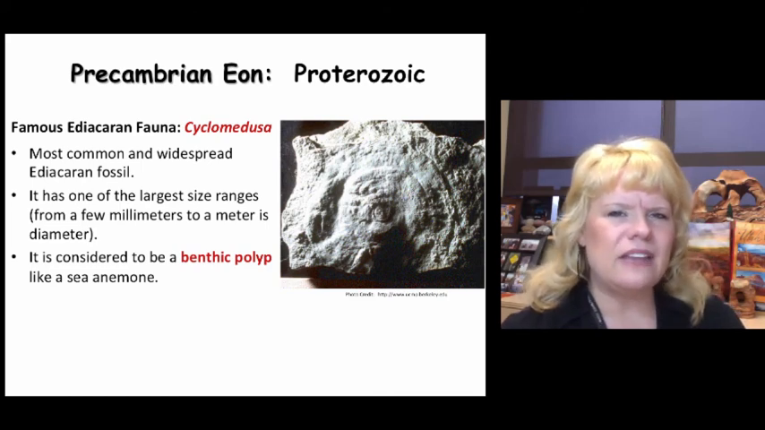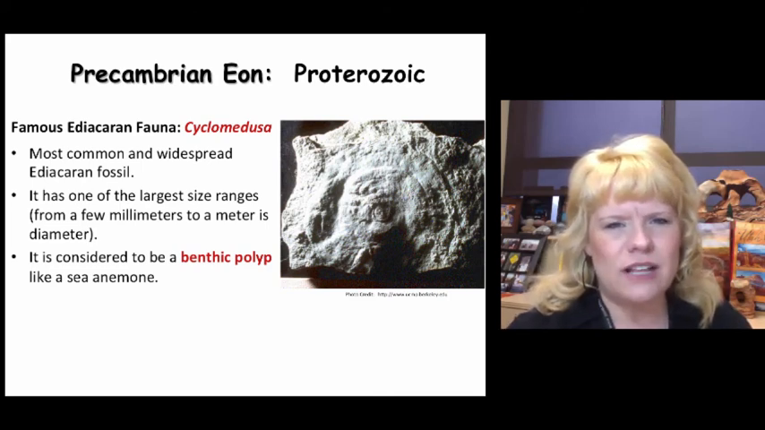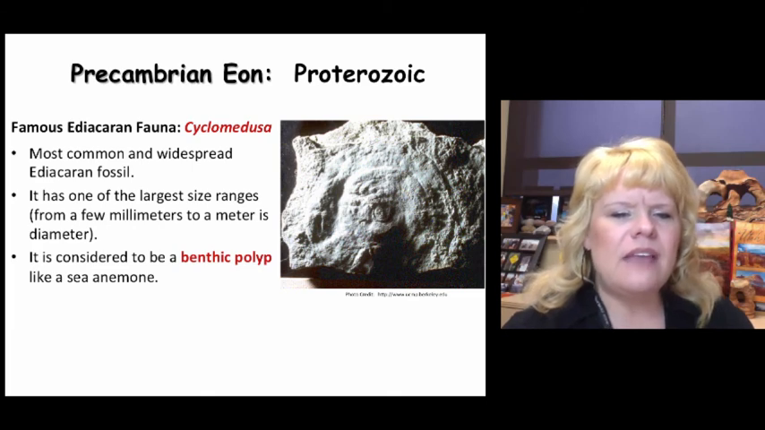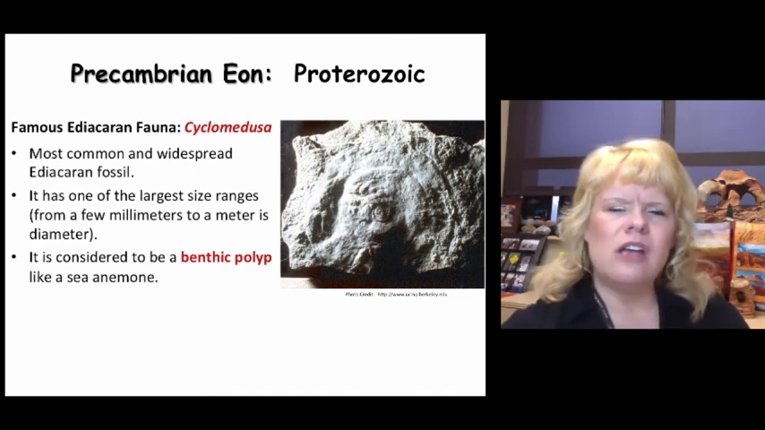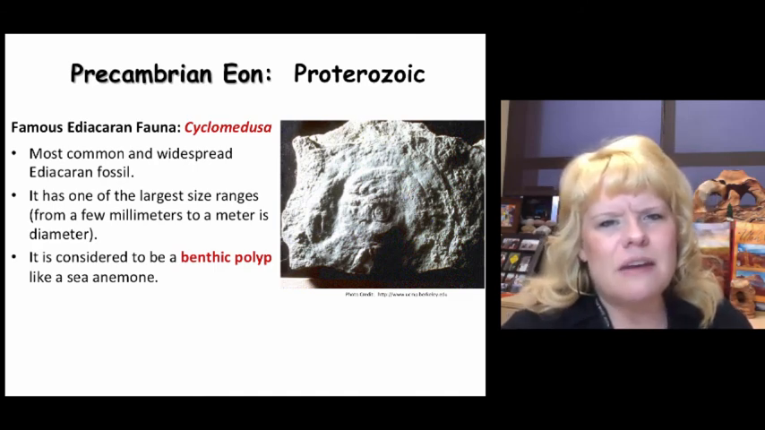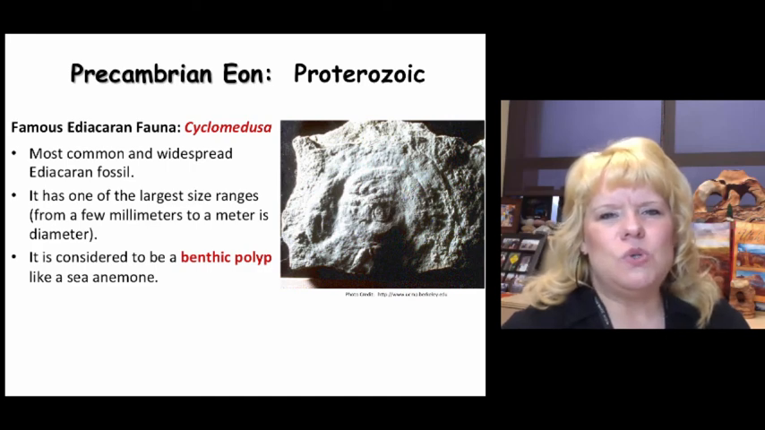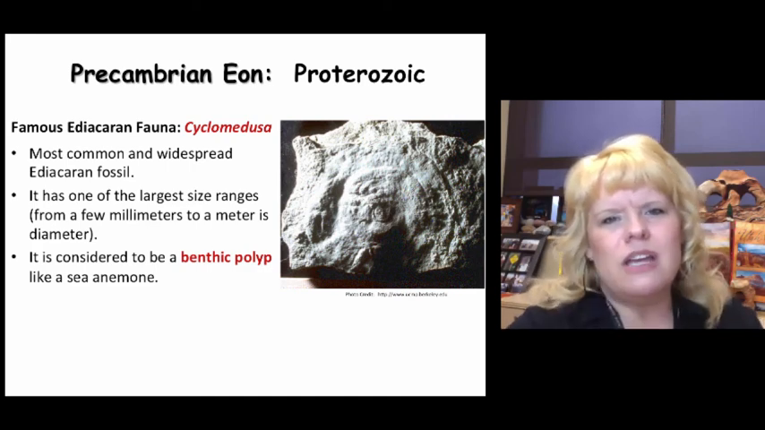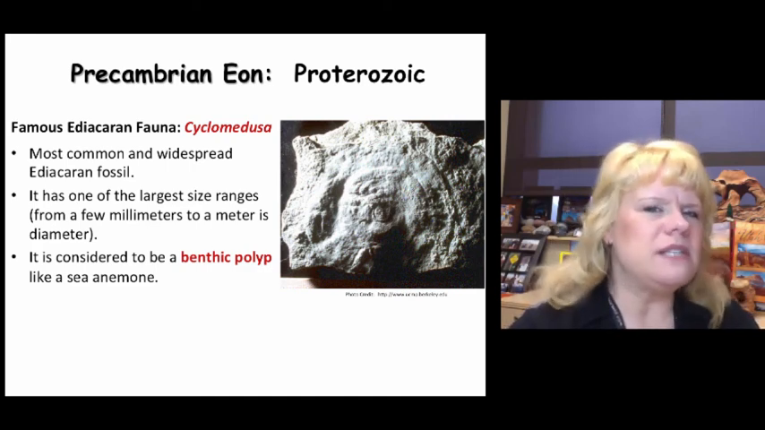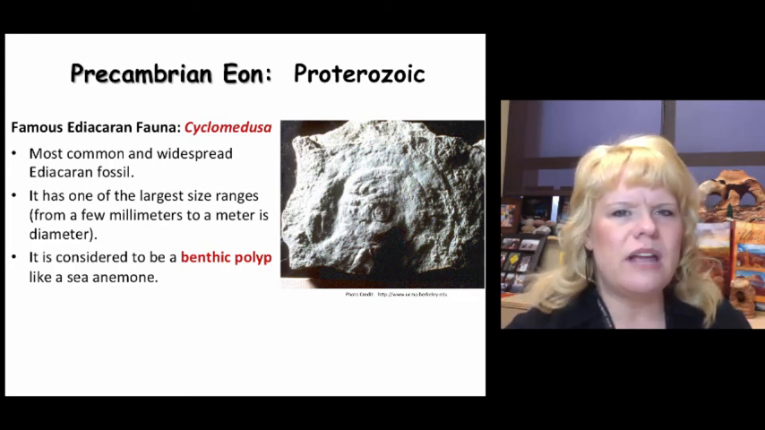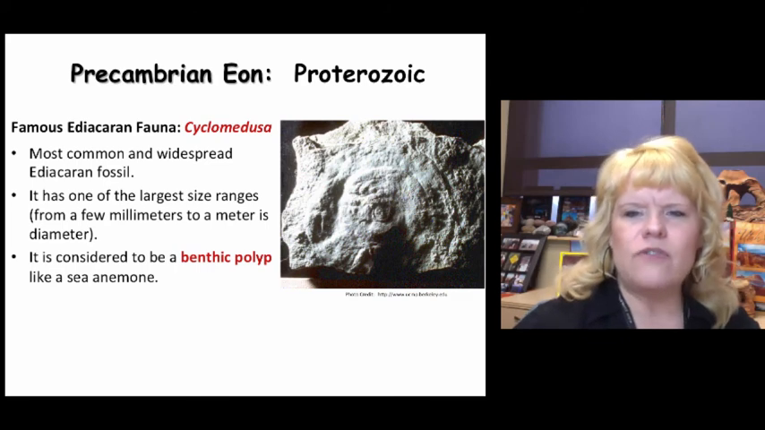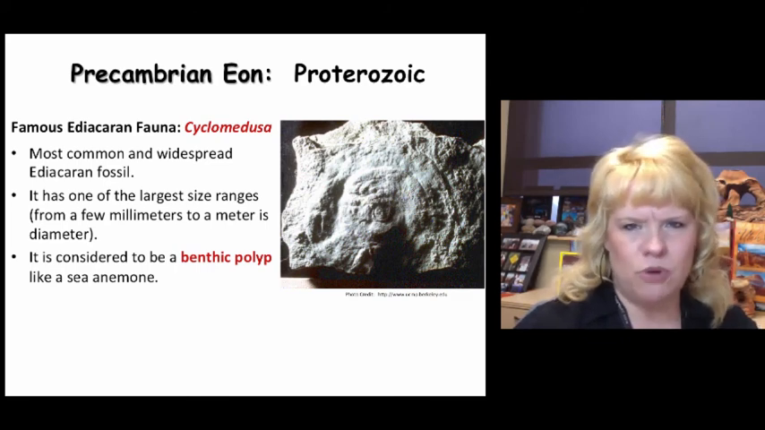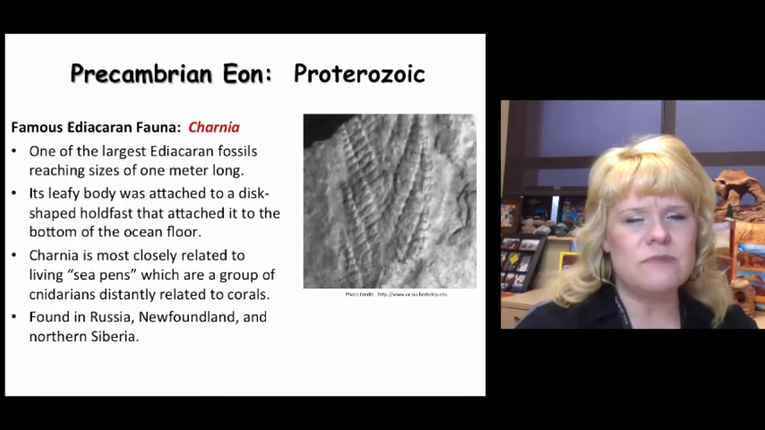We think it's related to a cnidarian, specifically a sea anemone, that it was a benthic polyp. So polyps will sit at the bottom of the ocean floor, have tentacles like this, and they will have a stinging nematocyst that allows them to sting something and bring it in and eat it. So these would have anchored themselves to the bottom of the ocean floor and been feeding through filter feeding mechanisms. This is a very common and very widespread Ediacaran fossil.